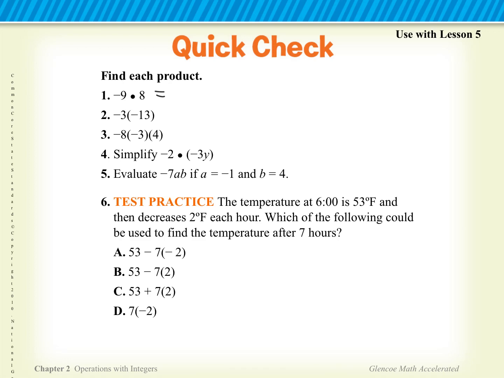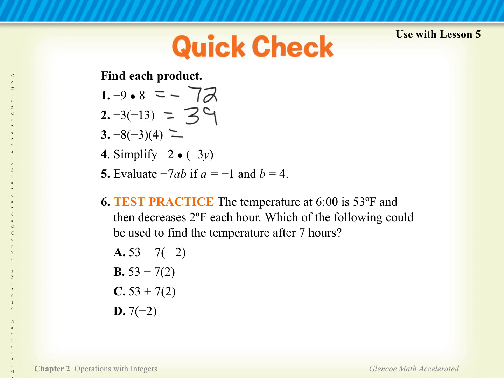All right, quick check number 1. Negative times a positive gives you what? A negative. 9 times 8 is? 72. Number 2, negative times a negative gives you? A positive.